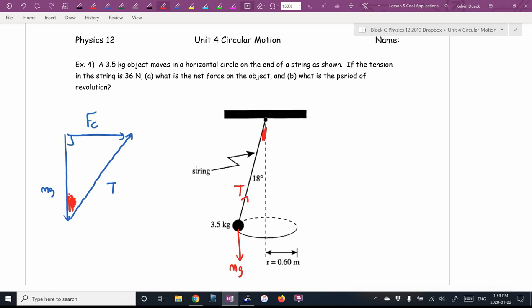We always said winner minus loser equals F net, and since we're moving in a circle, we've been going winner minus loser equals FC, but FC is F net. It is the net force. So I'm going to find that.